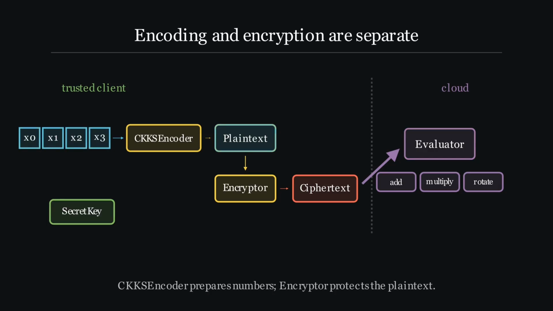The secret key remains below the client pipeline. Keeping these stages visually separate prevents a common misconception. Encoding changes numerical representation but provides no confidentiality, while encryption protects the encoded data. Correct applications must manage both numerical metadata and cryptographic ownership.